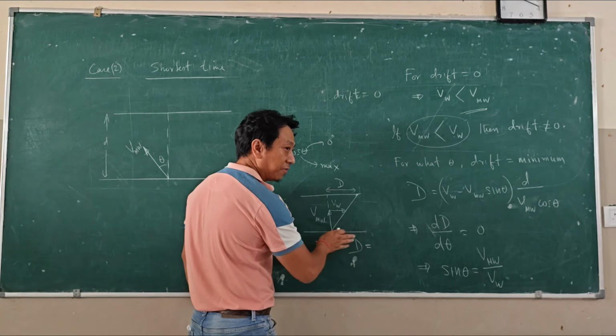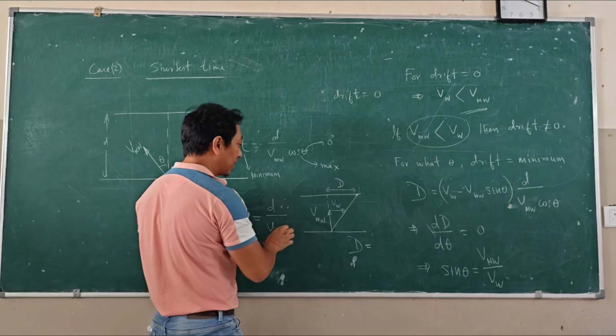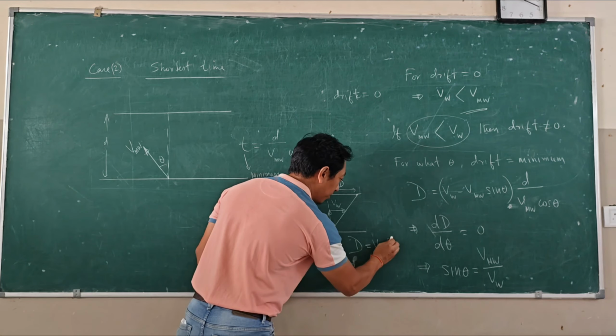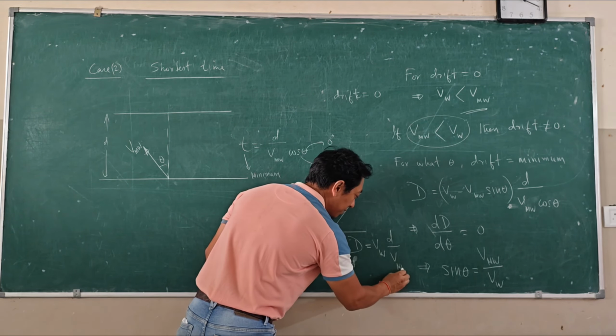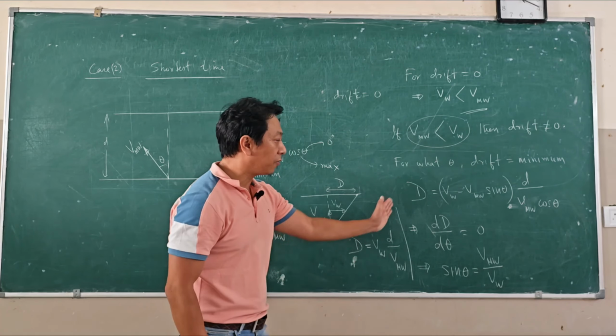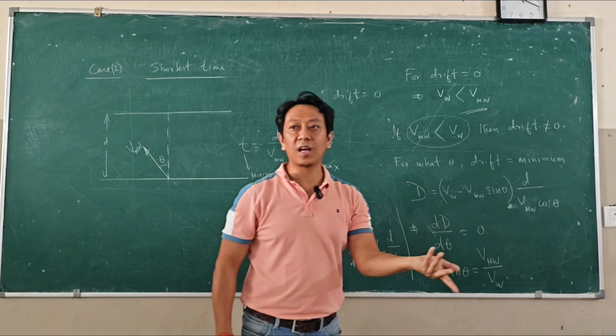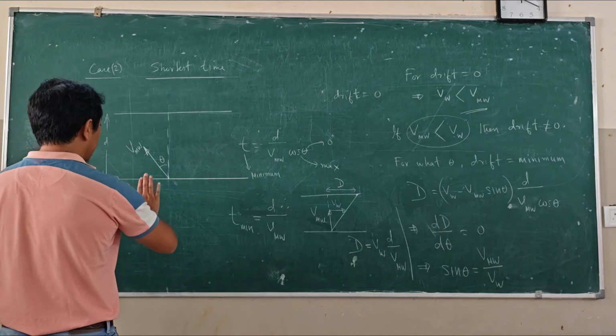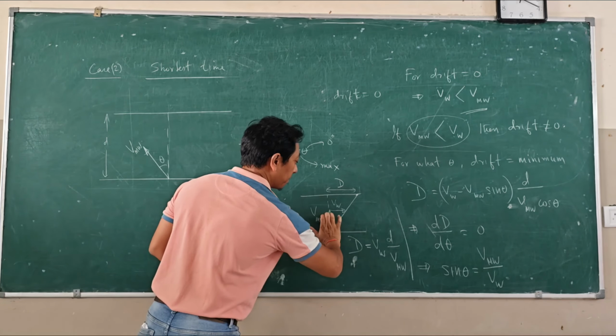So what is the formula for D? Vx into T. Who is Vx now? Vw. Who is T? D by Vmw. Correct, students? Of course, you will get the same answer if you use the direct formula. Just put theta 0, because to cross the river in shortest time, I have to cross this way. I have to swim this way.